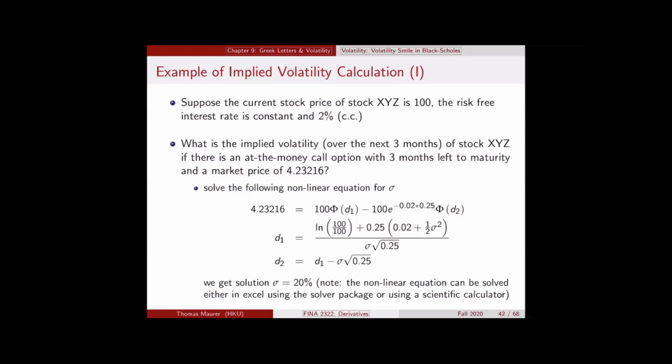What does it mean, at the money option? It means that the strike price is also $100. It's the same as the price of the underlying asset today. So now, how can we do that? We basically use our Black-Scholes formula.